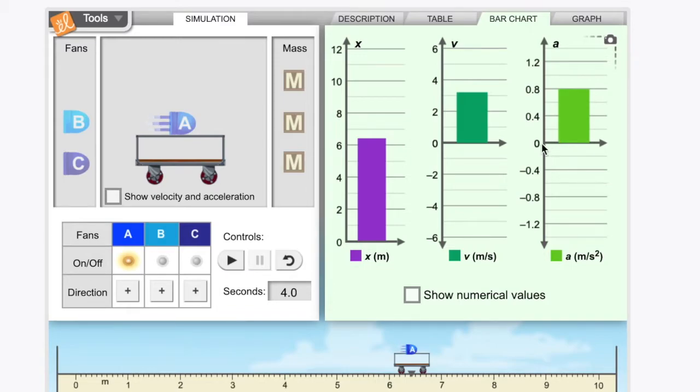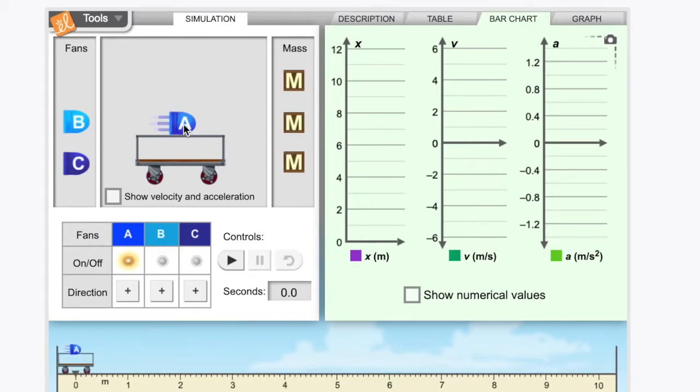It says click reset and remove all fans from the cart. So reset, remove the fan from the cart. And then we're going to form a hypothesis. It says, what will the motion of the cart be like when there is no force at all? And notice there's no friction in this model. All right, so we're not dealing with any kind of friction here. So when there's no force at all, what do you think is going to happen?